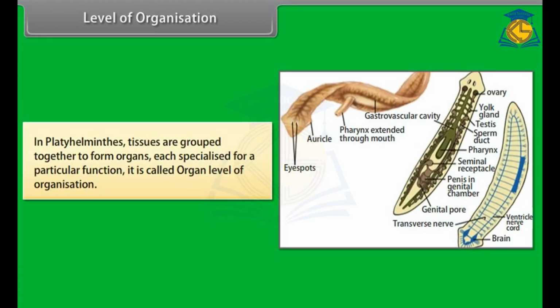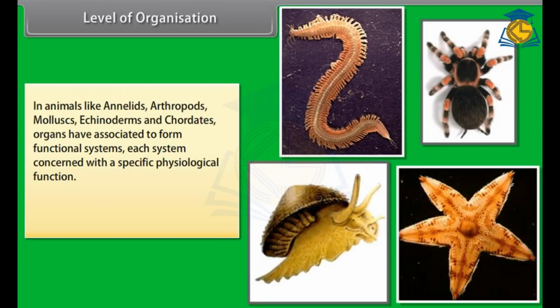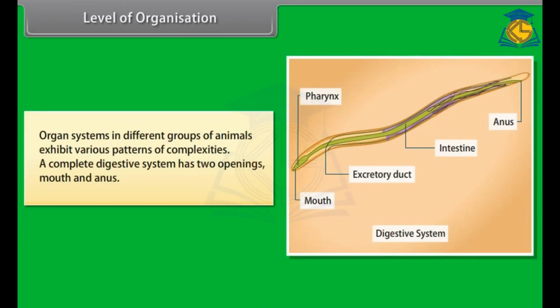In Platyhelminthes, tissues are grouped together to form organs, each specialized for a particular function. It is called organ level of organization. In animals like annelids, arthropods, mollusks, echinoderms and chordates, organs have associated to form functional systems. Each system is concerned with a specific physiological function. This pattern is called organ system level of organization. Organ systems in different groups of animals exhibit various patterns of complexities.